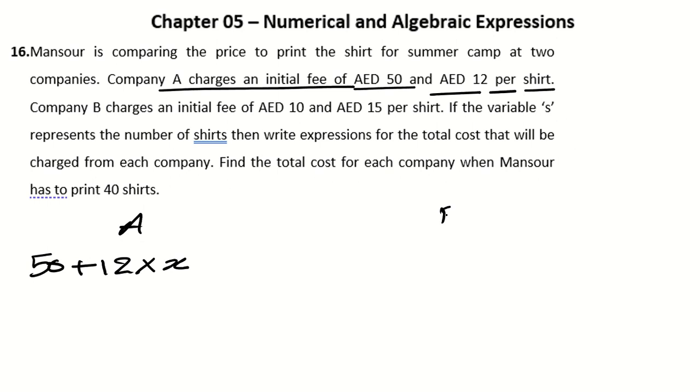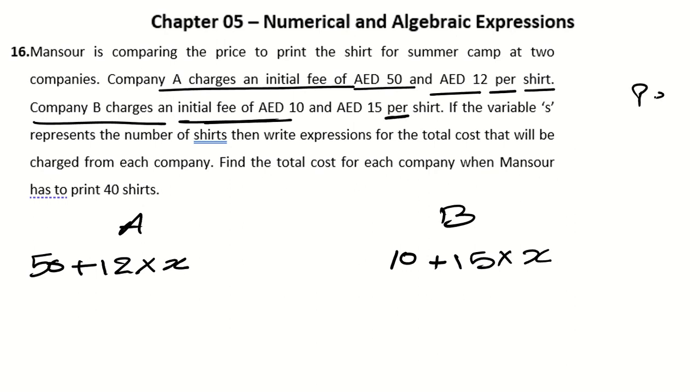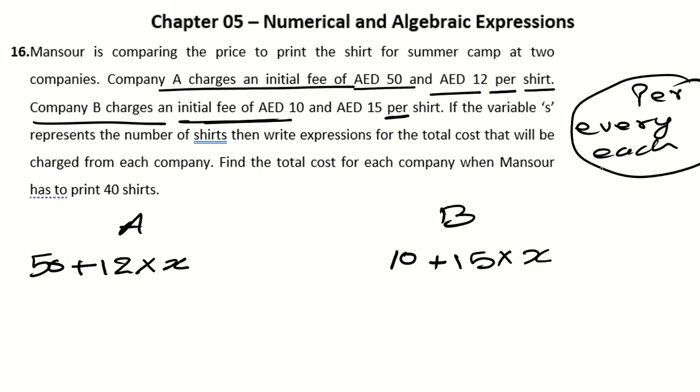And here, what is company B charging? Yes, here it is. Company B charges initial fees of 10 dirham, so 10 here plus 15 dirham per shirt. So 15 multiplied by X, where X is the number of shirts. Again, I am telling you, whenever you see per, every, or each, it all means one. So for one shirt, company B is charging 15 dirham. So for X shirts, how much money will they charge? 15 times X.